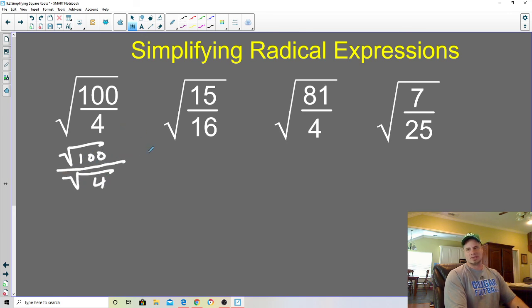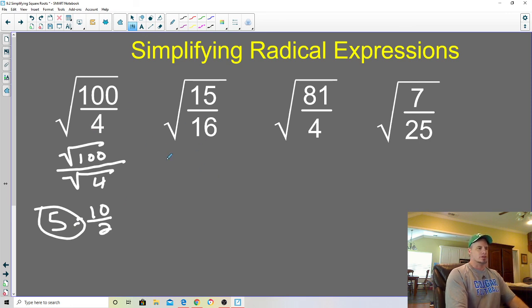We split it up like this into its own separate problems. And we know the square root of 100, we know the square root of 4. That's just 10 over 2. And we go ahead and simplify that, and that equals 5. So our answer here is 5. Looks really complicated, but a very simple answer.